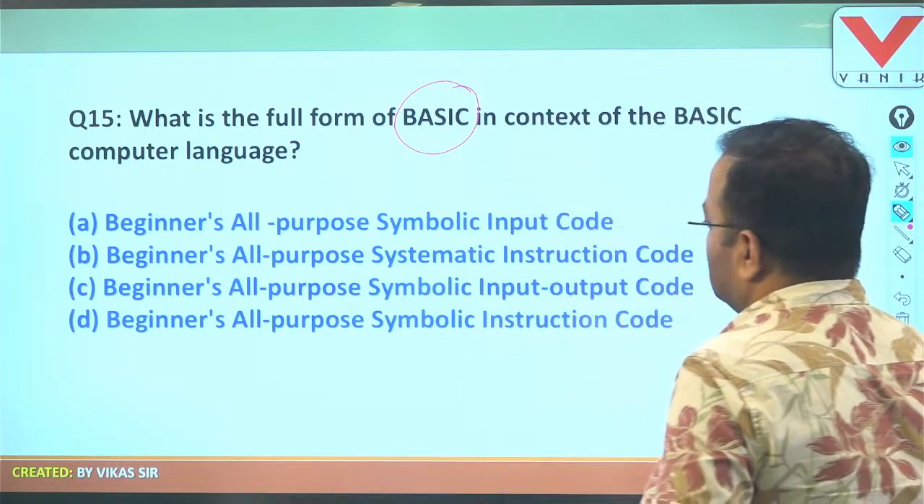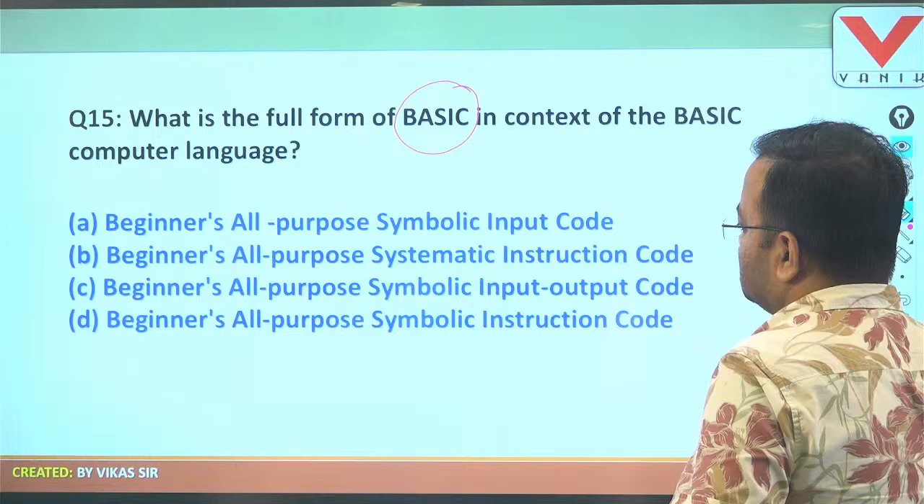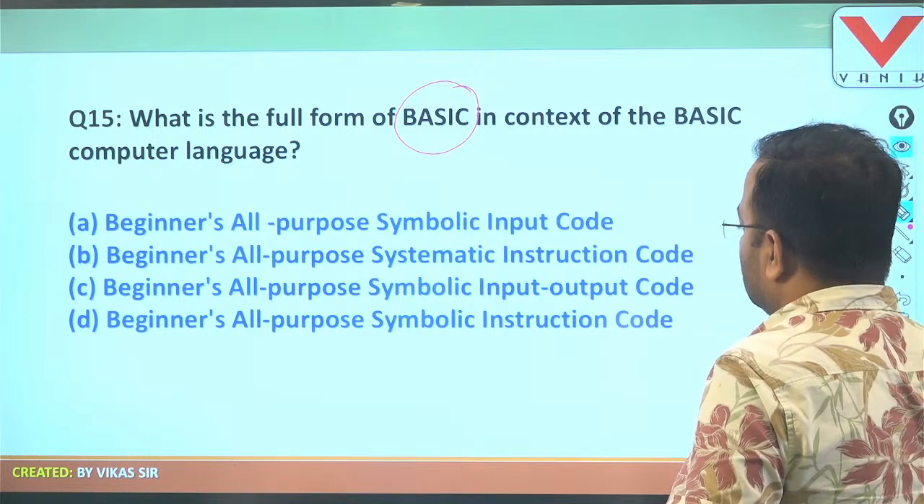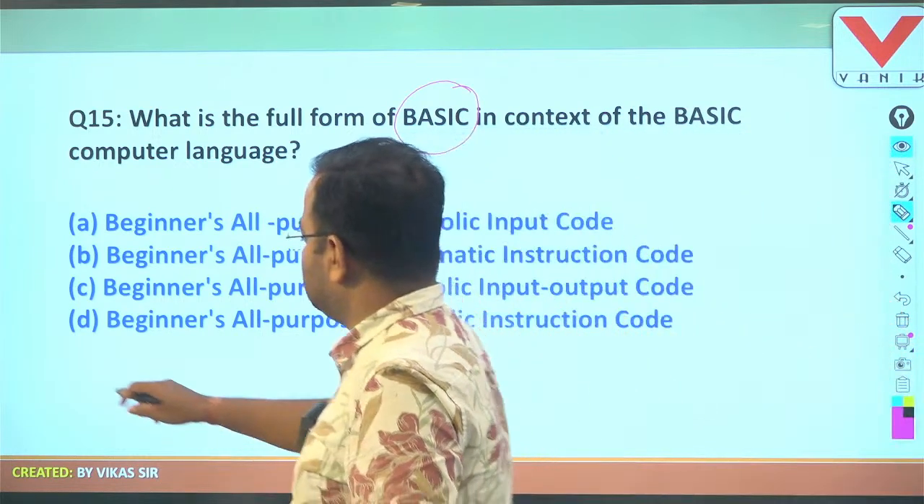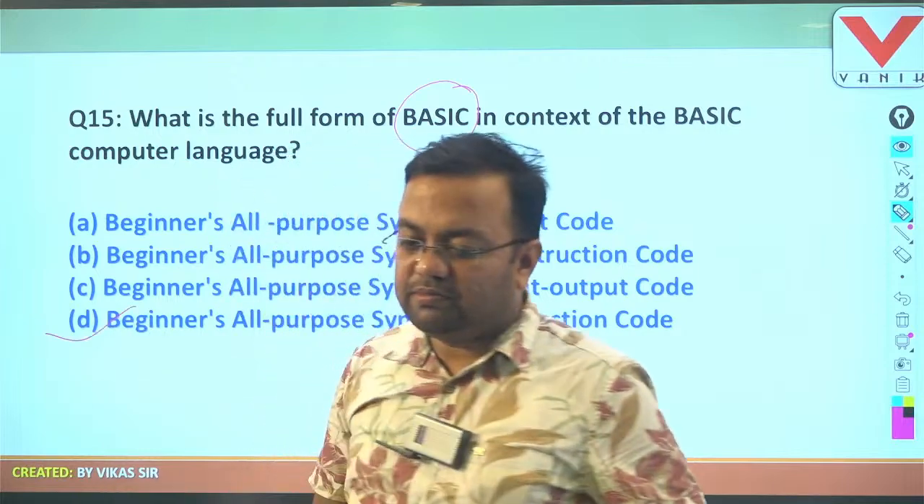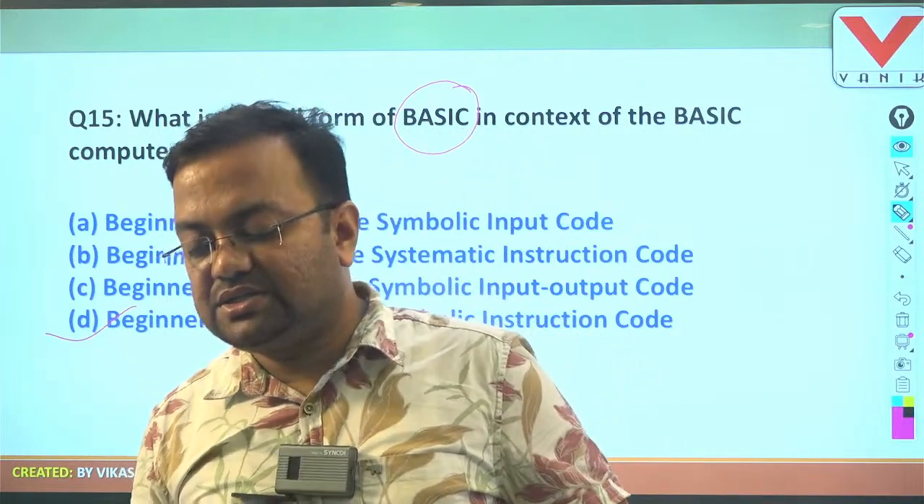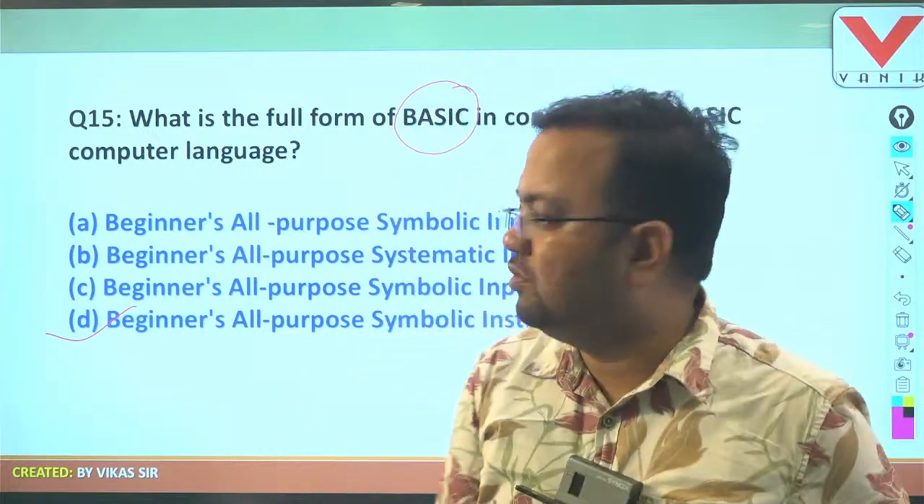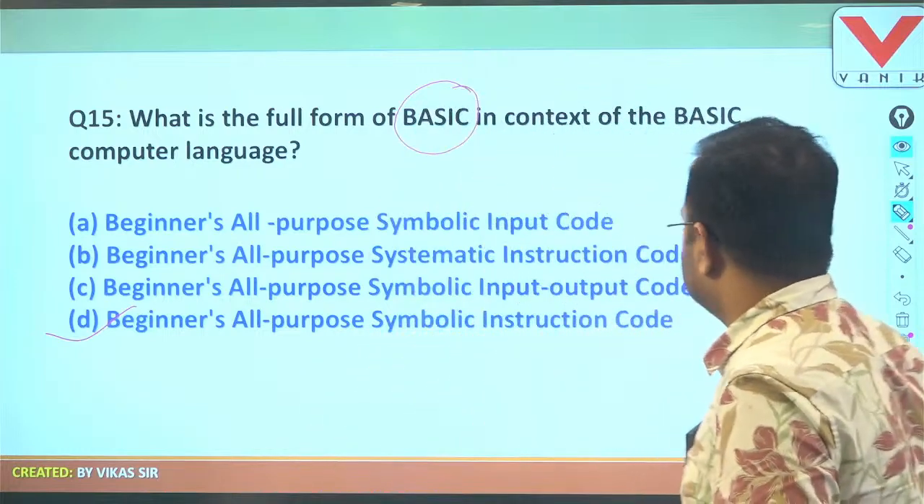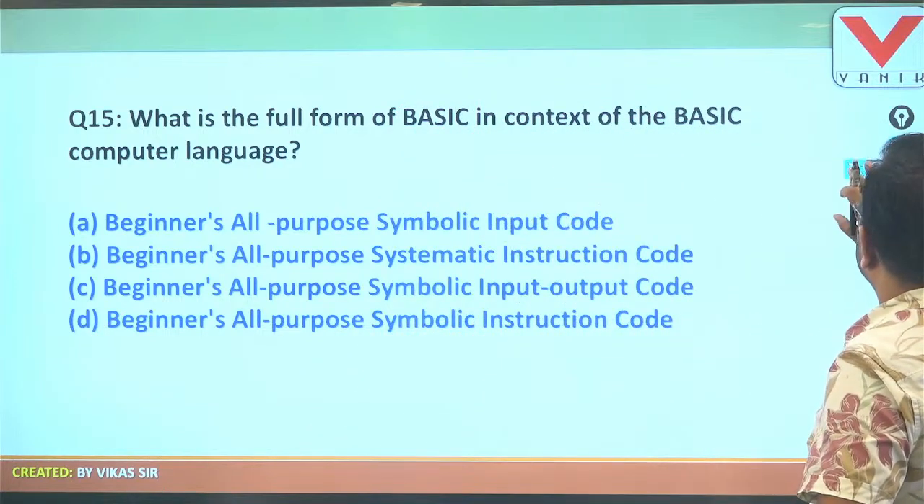Okay, so answer is beginners all purpose symbolic instruction code. Answer is D. So question number 15, what is the answer? Answer is D. So it is a very popular full form, BASIC. Then goes to question number 16.